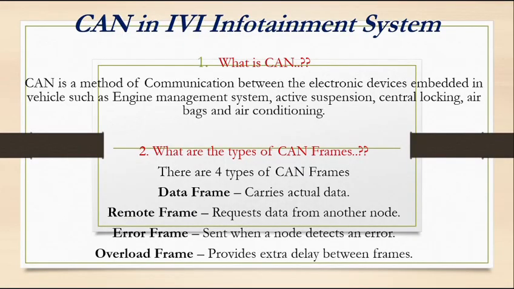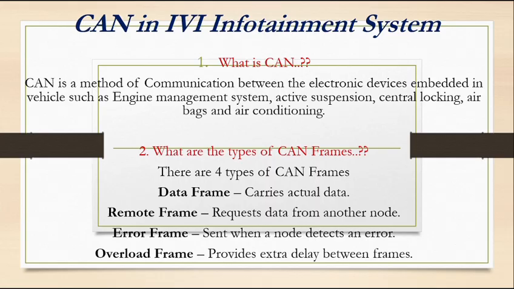What is CAN? CAN is a method of communication between the electronic devices embedded in vehicles such as engine management system, active suspension, central locking, airbags, and air conditioning.